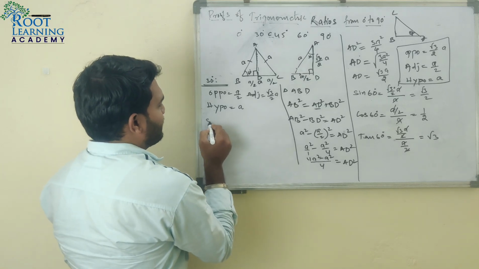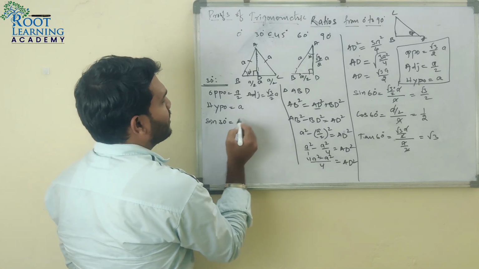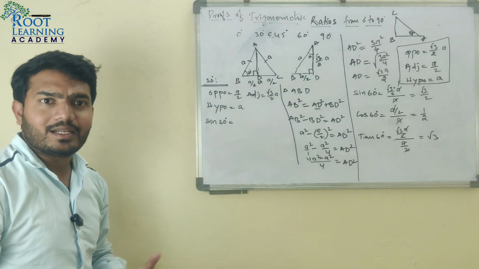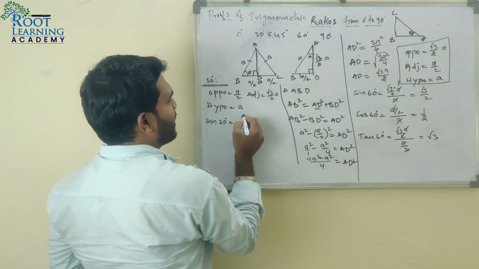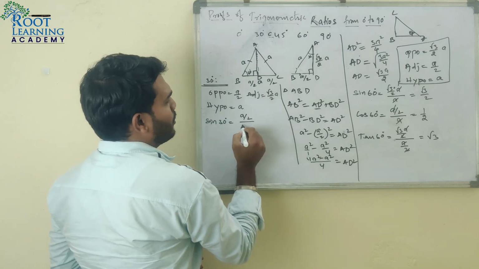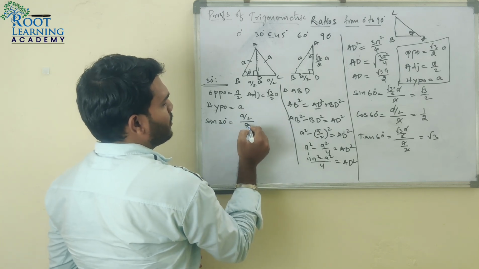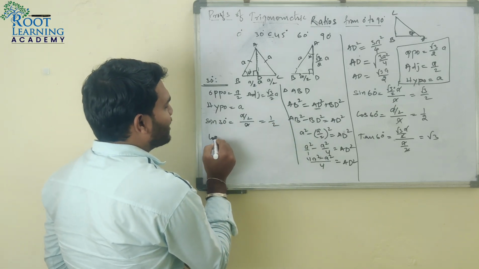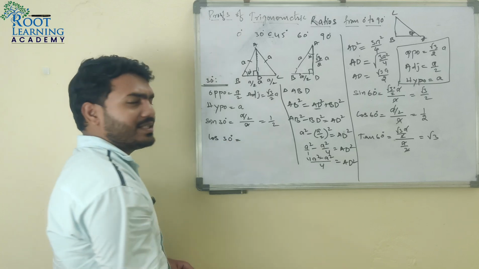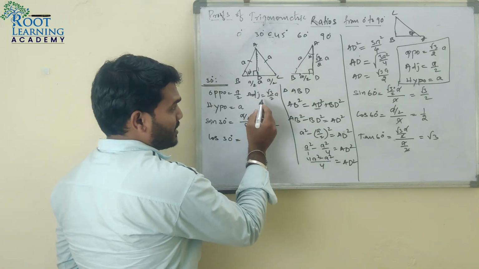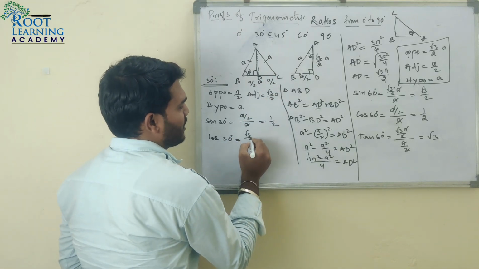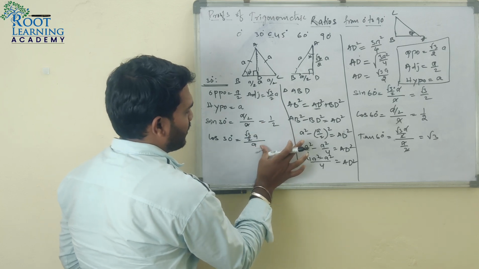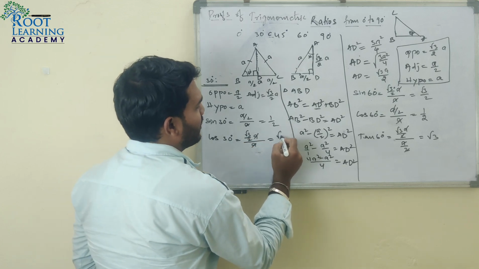Now here, first of all, sine 30 degrees. According to this side, opposite side is BD. Already we wrote here opposite, adjacent, hypotenuse side. Sine 30 is equal to opposite by hypotenuse side. Opposite is equal to A by 2, hypotenuse is equal to A. A cancels, that is equal to 1 by 2. Cos 30 degrees is equal to adjacent by hypotenuse side. So root 3 by 2 A whole by A, hypotenuse side. This A cancels and the answer is root 3 by 2.